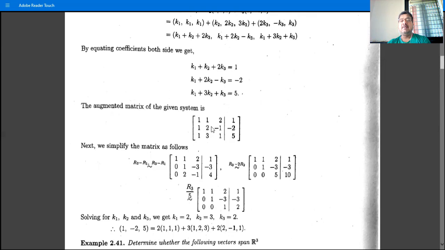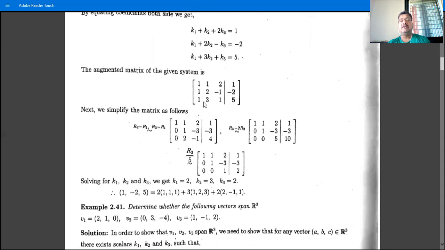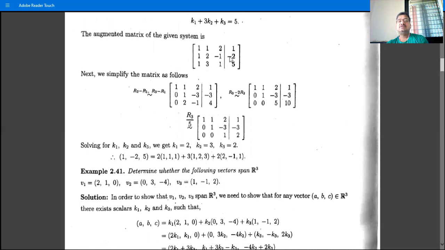So write the augmented matrix. This is the augmented matrix, the combination of A and B. This is the A matrix, and this is the B matrix. So write this line here, or don't write this line. So this is A. A means the matrix of coefficients: 1, 1, 2, then 1, 2, -1, 1, 3, 1, and then 1, -2, 5 is the matrix of constants. So this is the augmented matrix AB.